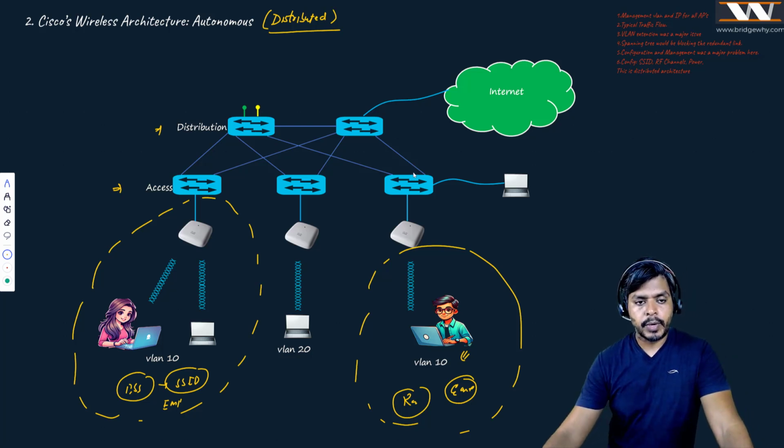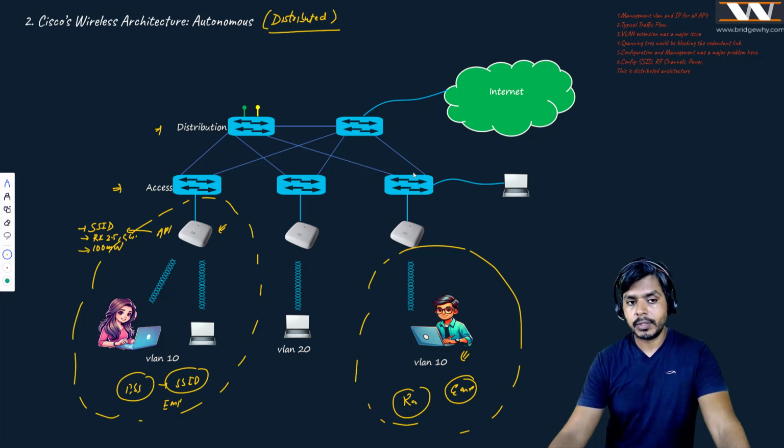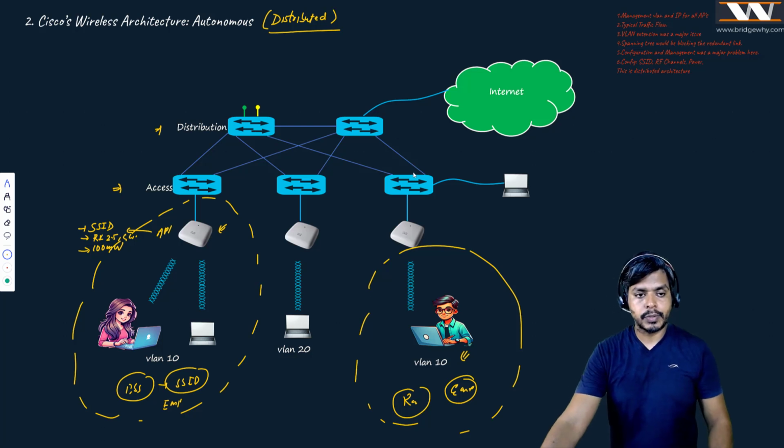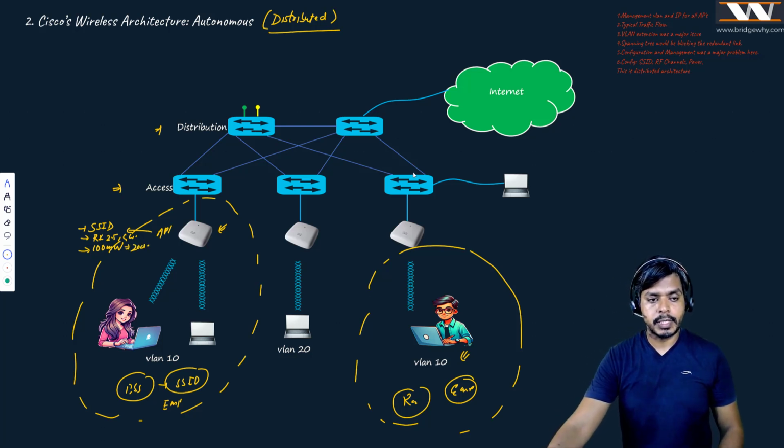Distributed. We have AP1 here. If I want to make it live, we have to configure it to broadcast an SSID. This SSID should be broadcast on some RF signal, maybe 2.4 gigahertz or 5 gigahertz. We have to set the power, maybe 100 milliwatt. You can convert it to dB also, or dBm. I think you all know the process. I think it is going to convert to 20 dBm.